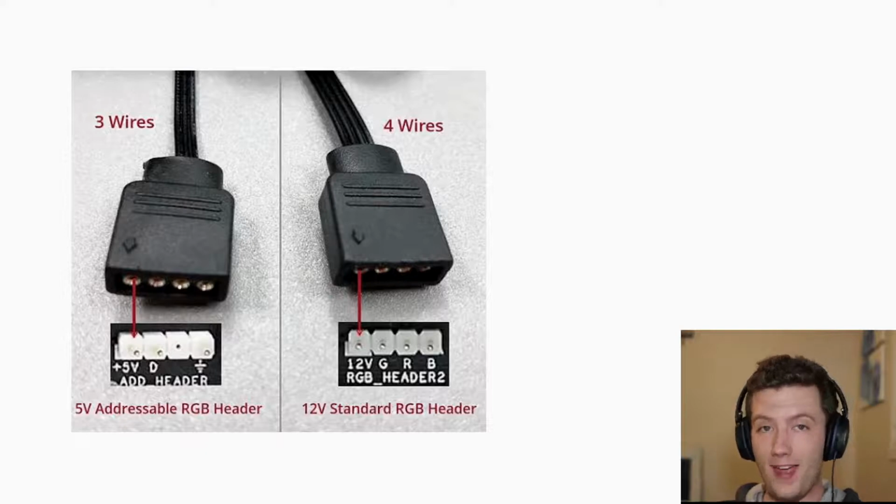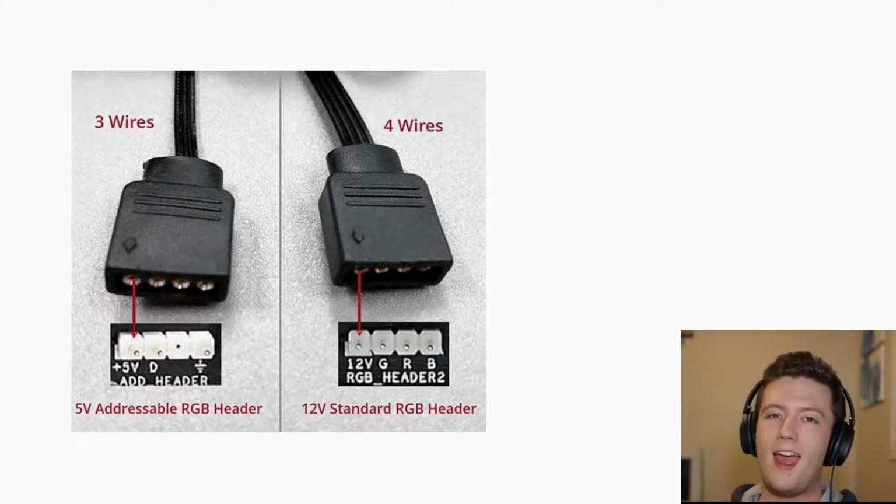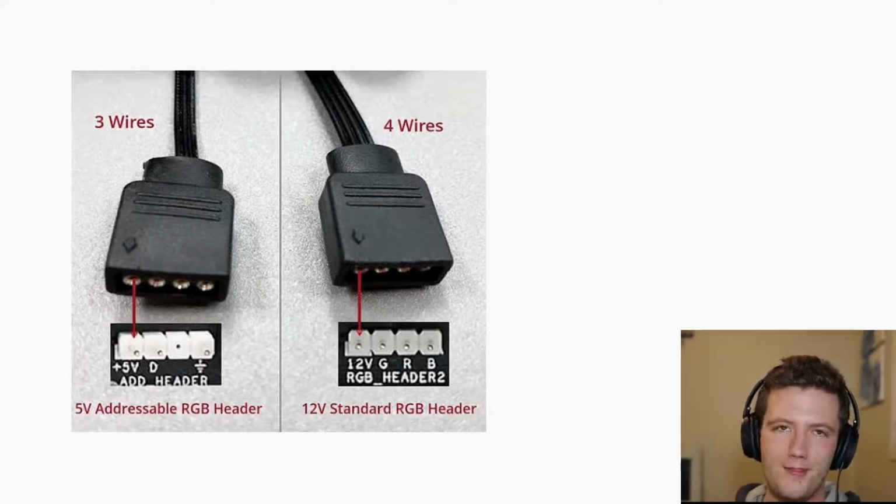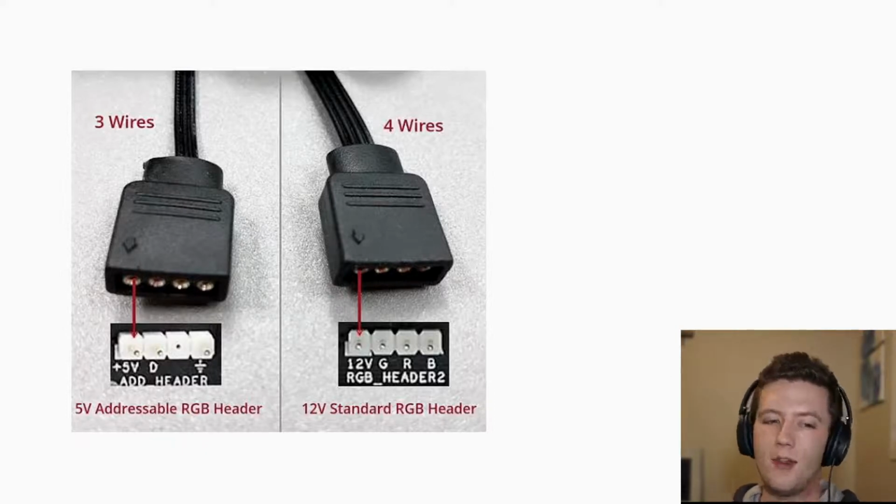If they are fans, if it's just an RGB fan, all you have to do is plug it into the power cord, and then the second wire will be one of these. If it's just a set of lights, then it's just going to have one of these cords here. Now the 3 wire is always going to be 5 volts, and the 4 wire is always going to be 12 volts. Some of the 12 volts may be addressable, but usually they're not. 5 volts are almost always addressable.